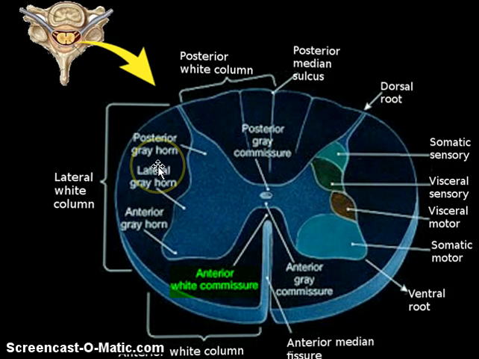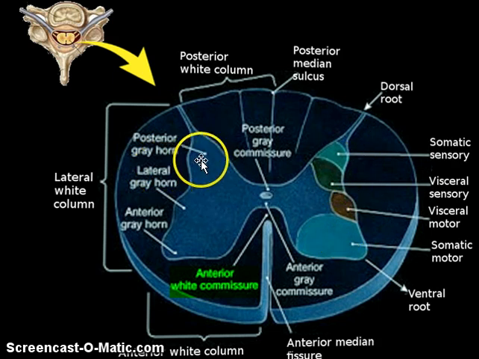It is reverse in the brain. The gray matter is on the outer part and the white matter is on the inner part in the brain. Here in the spinal cord, gray matter is on the inner part and the white matter is on the outer part. So now the gray matter is of the H shape.